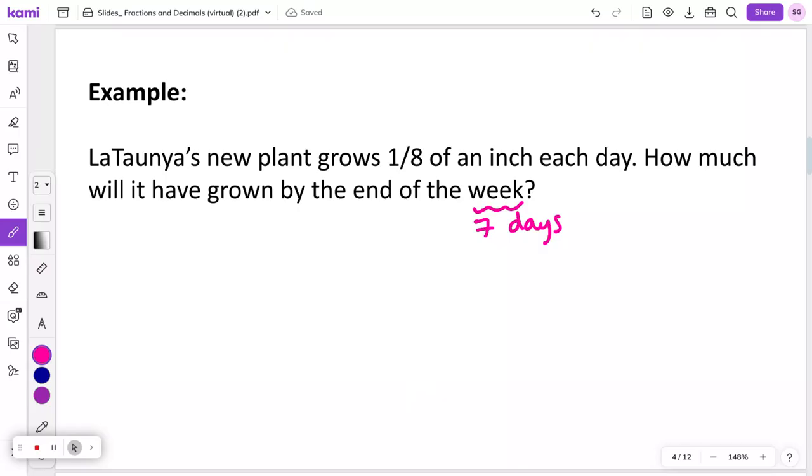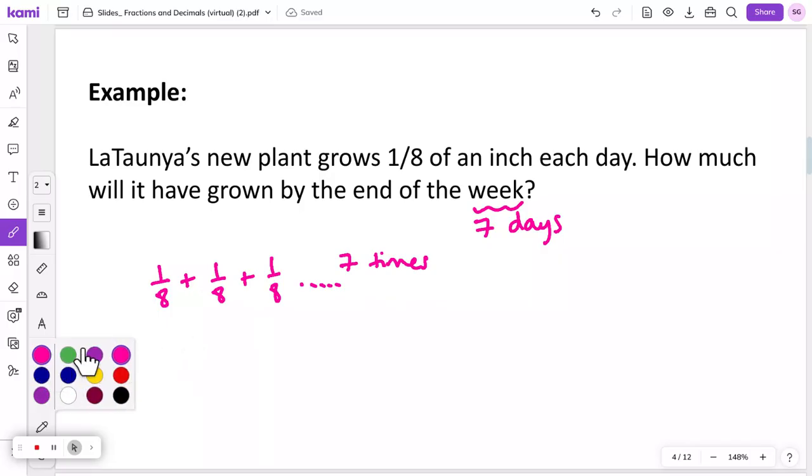So here we've got a plant that grows 1/8 of an inch, and that happens every day. So in one day, it grows this much. We are trying to figure out how much it grows by the end of the week, so how much it grows after 7 days. There's actually 2 different ways you can do this. You can take your 1/8 of an inch and say it grows 1/8 of an inch on Monday, and 1/8 of an inch on Tuesday, and 1/8 of an inch on Wednesday, and do that 7 times to get your answer by adding up how much it grows each of those days.